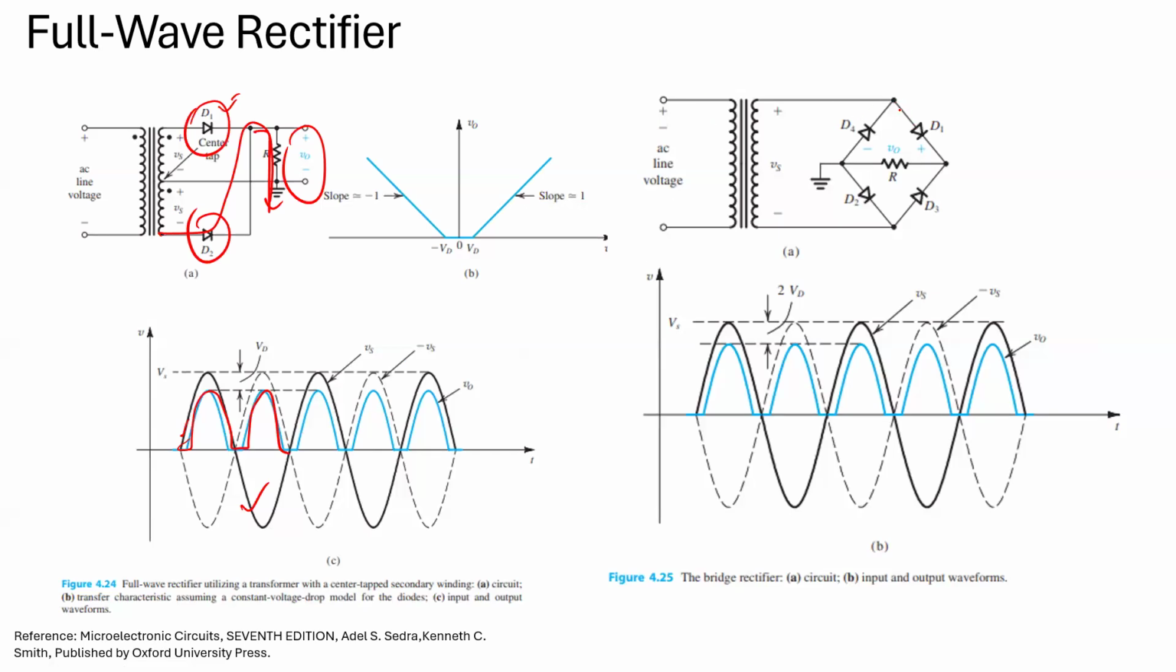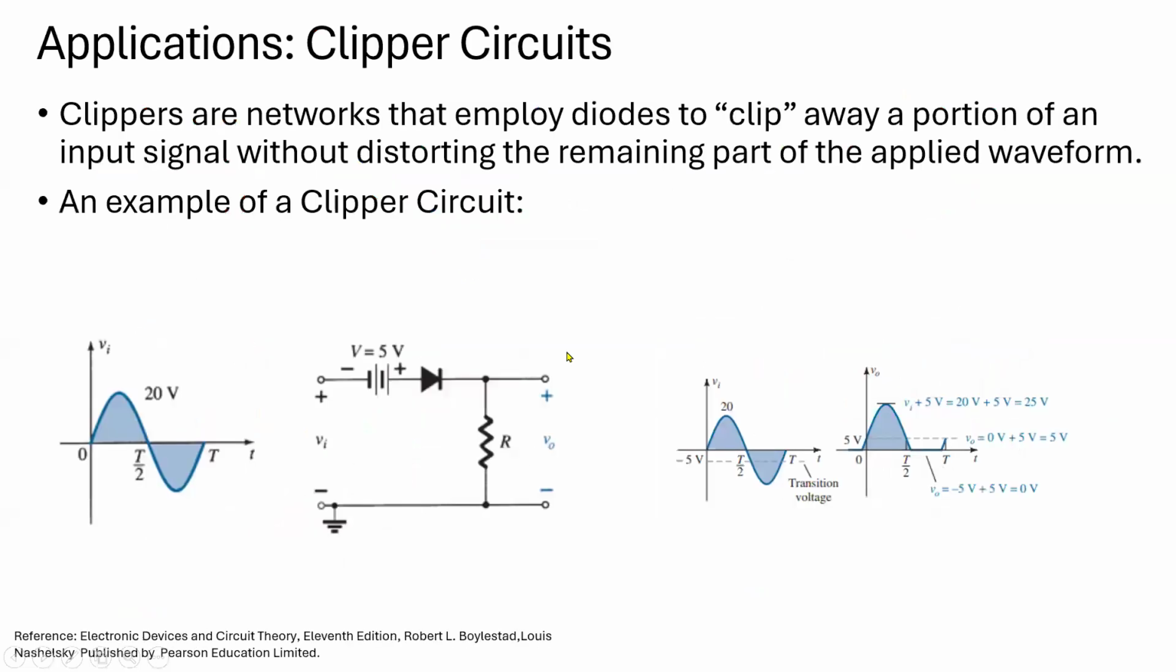In a bridge rectifier, in the forward half cycle, this diode and this diode conduct, resulting in this polarity. And in the negative half cycle, this diode, D3 and D4 conduct, resulting in a voltage polarity like this. So for both the half cycles, we are getting the same polarity of the output voltage. In this way, we can achieve full wave rectification using bridge rectifier circuits and center tap circuits.